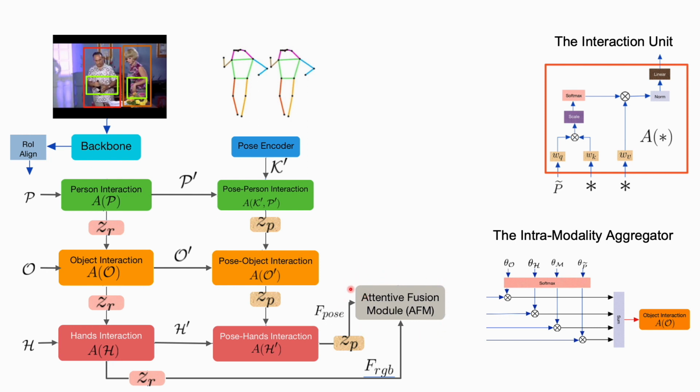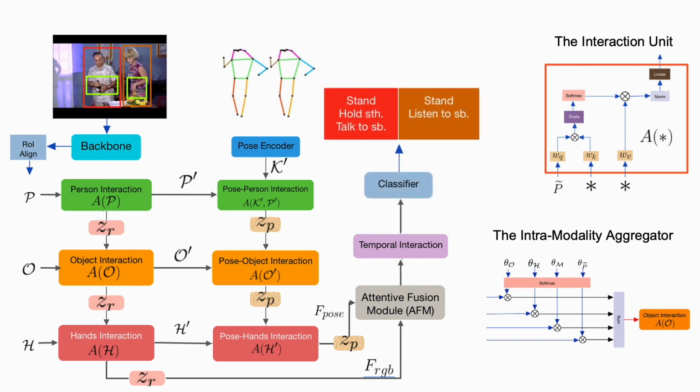This module concatenates then enhances its inputs via self-attention. Then to learn actions with long-term dependencies, we use a temporal interaction module that looks at features from past and future frames. Finally, our classifier consists of two fully connected layers.